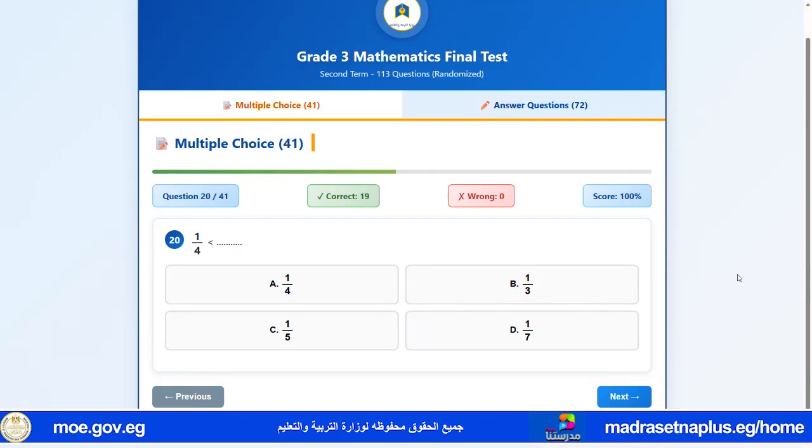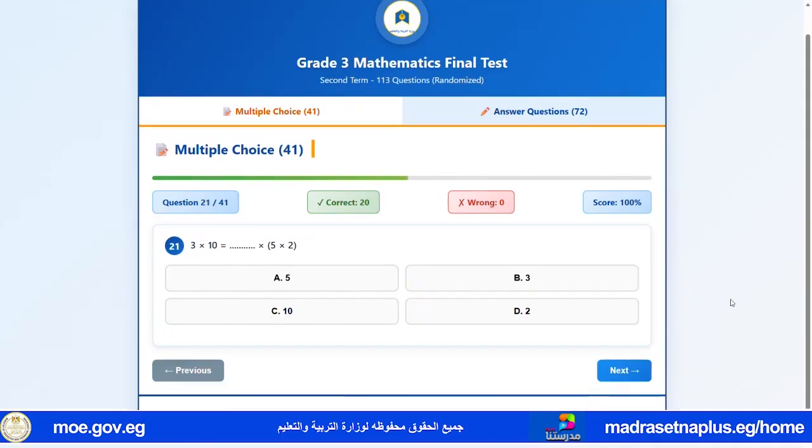1/4, 1/4, it is smaller than, is less than what? Fourth less than fourth, not right, so we should cancel choice A. 1/4 less than 1/5, no, let's cancel choice C. 1/4 less than 1/7, no. So the right answer here is what? 1/4 is less than 1/3.